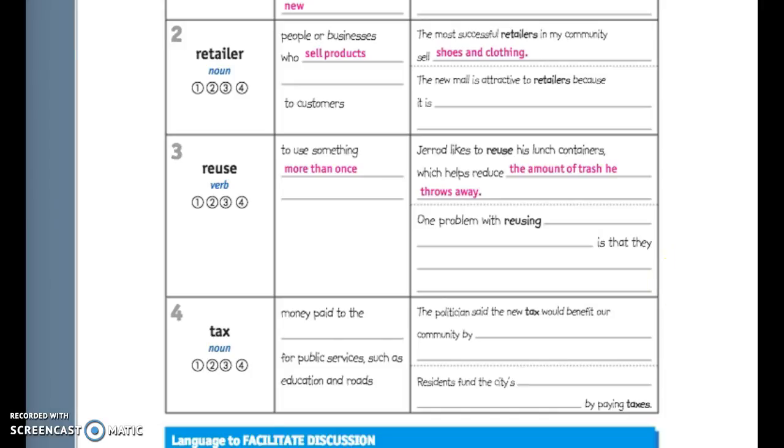All right, the fourth and final word for today is tax. So it's a noun, which means it's a thing. Go ahead and bubble in 1, 2, or 3, or 4. I'm assuming most of you guys have heard of the word tax before. So maybe we'll see a lot of 3s and 4s.